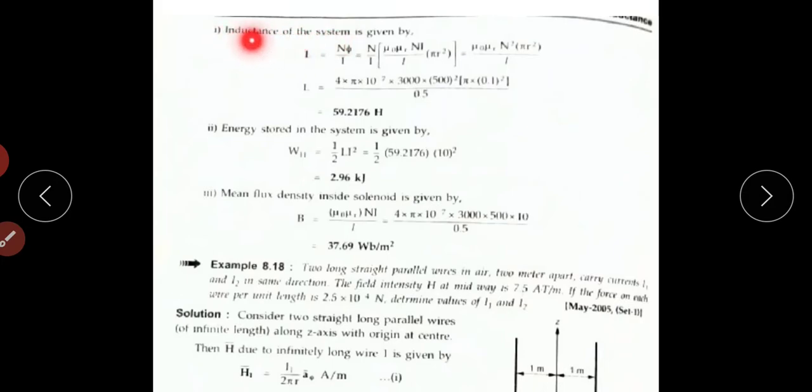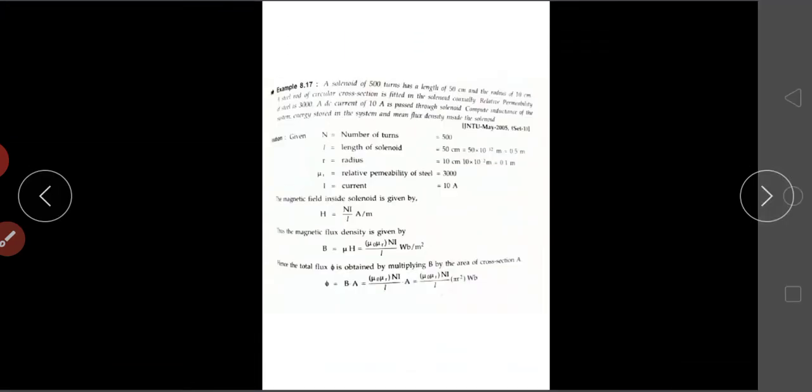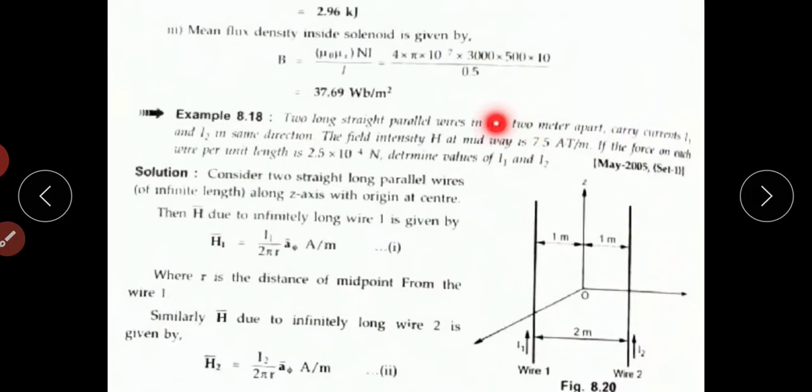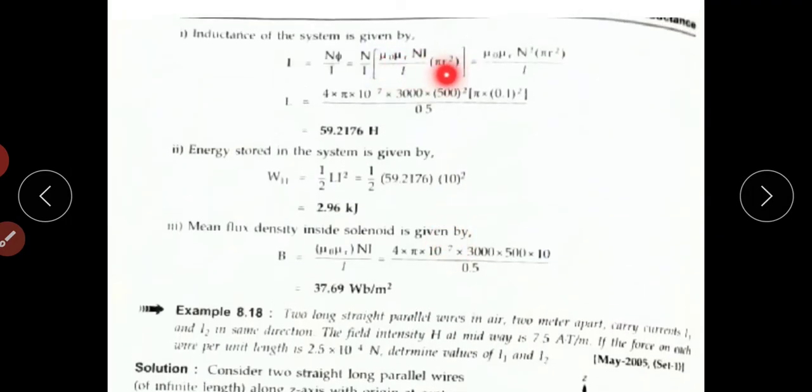So first, the inductance of the system. The inductance formula, L equals N phi by I. So it equals N by I, and phi equals, okay, the phi formula, mu naught into mu R, N into I by L into pi R square. Okay, this is the phi formula. And the final equation is mu naught into mu R, N square pi R square by L.